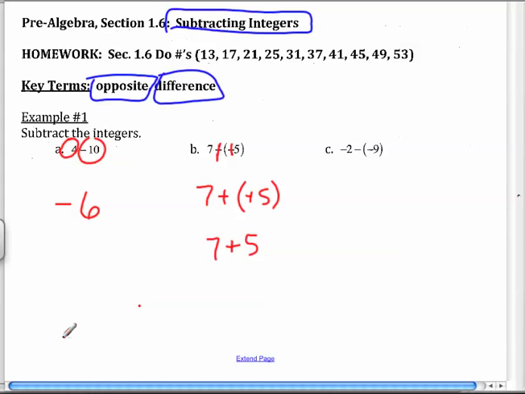When I add 7 and 5, what do I get? It is a positive. What is it? 12. Beautiful. Thank you very much.